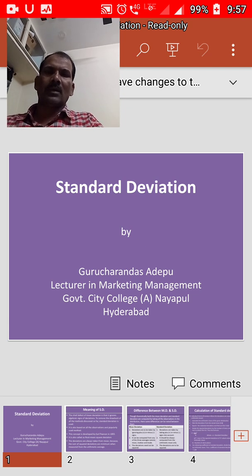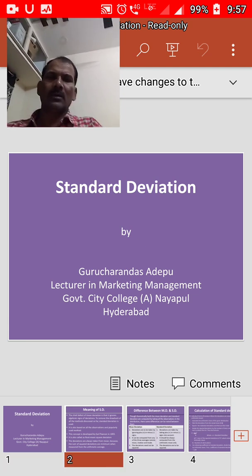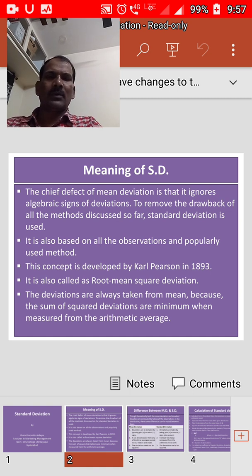Hello, today our class is on standard deviation. We will see what standard deviation is. First, we will know the meaning of standard deviation.